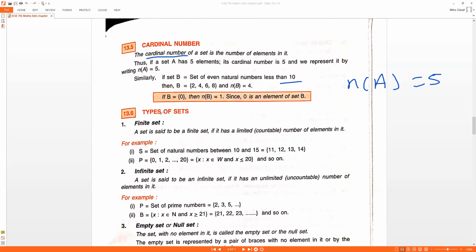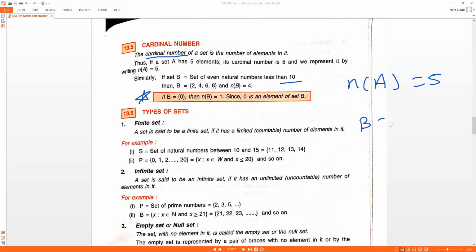Okay. Suppose, this is very tricky. Suppose B is {0}. That doesn't mean that B doesn't contain anything. 0 is there, which means there is at least one element in it. 0 itself is an element. It doesn't mean that B is equal to 0. See, a set is not a number. A set is not a variable which can be assigned a value.